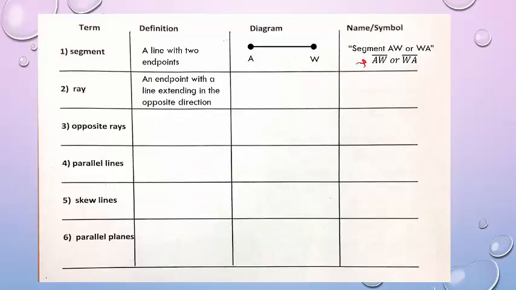The next object we have is called a ray. And basically a ray is half line segment, half line. So it'll look like a figure that has an endpoint and extends in the opposite direction. So it could go this way or it could go this way.